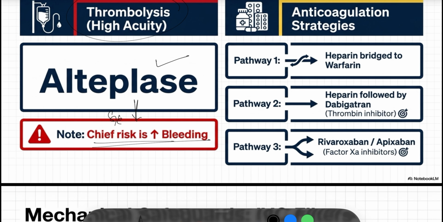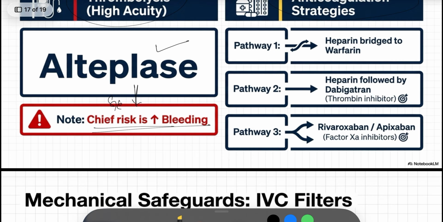So anticoagulation strategies we give, let's take in pathways 1, 2 and 3. First we'll go heparin bridge to warfarin. Heparin will be given for the first 5 days. Since warfarin takes time, we'll be giving them parallelly, and on the 6th day, we call it the takeover day of warfarin. Then we can stop the heparin.